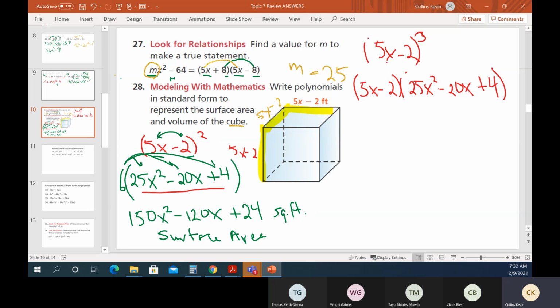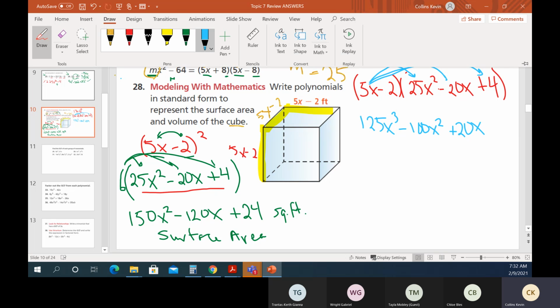All right, so we'll start with the 5x. So we do 5 times 25, so 5 quarters is $1.25. So that's 125. X to the first and x to the second is x to the third. Cool. Moving along. Next guy, we've got 5 times negative 20, that's minus 100. X times x is x squared. And then finally we do 5x times a 4, so 5 times 4 is 20. And then just bring the x along. Cool.